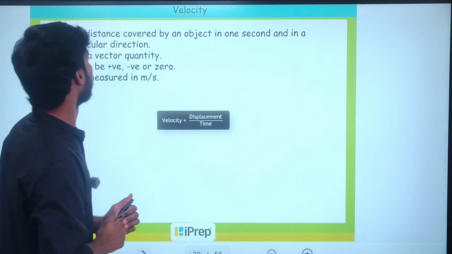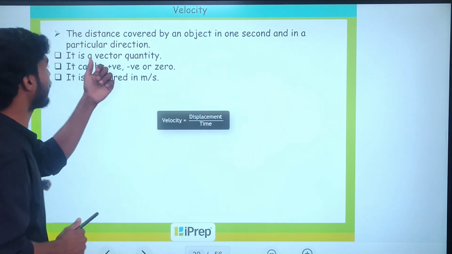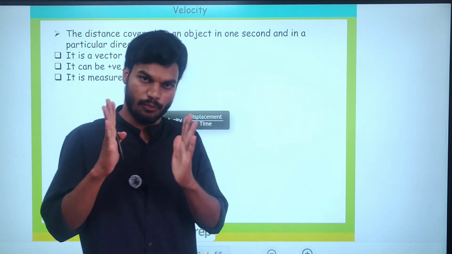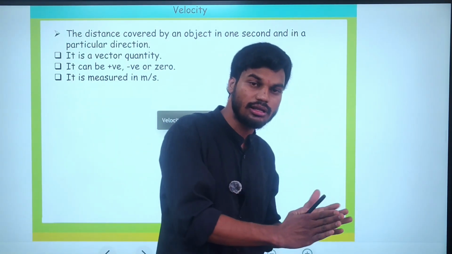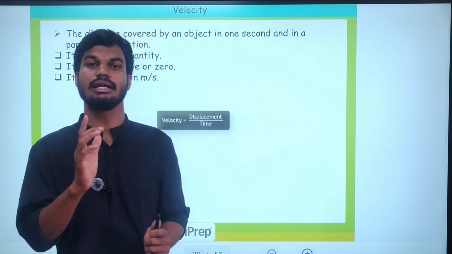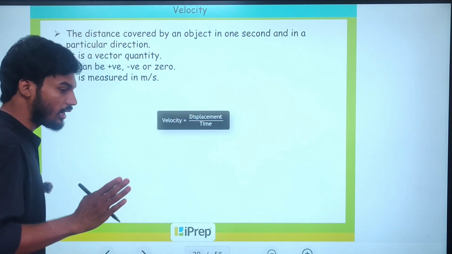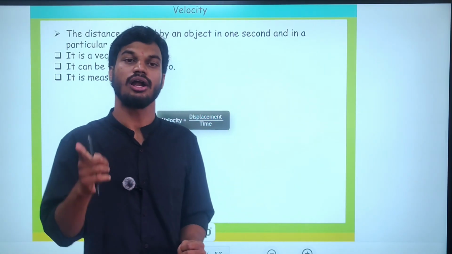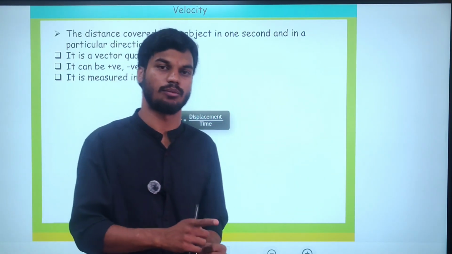What is given? The distance covered by an object in 1 second in a particular direction is known as velocity. Per second, how much distance it has covered in a specific proper direction is known as velocity. In uniform motion, the velocity will be the same. In non-uniform motion, velocity changes with respect to the time.